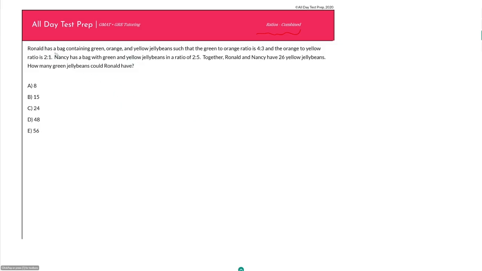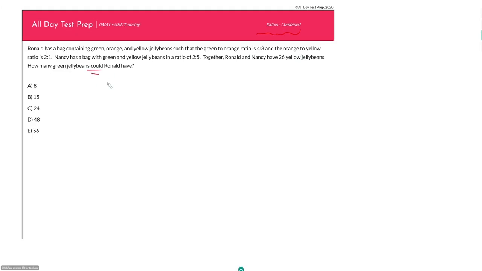So this says, Ronald has a bag containing green, orange, and yellow jelly beans, such that the green to orange ratio is 4:3, and the orange to yellow ratio is 2:1. Nancy has a bag with green and yellow jelly beans, and a ratio of 2:5. Together, Ronald and Nancy have 26 yellow jelly beans. How many green jelly beans could Ronald have?